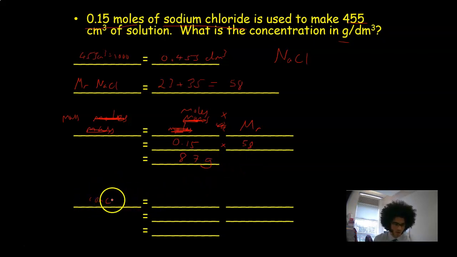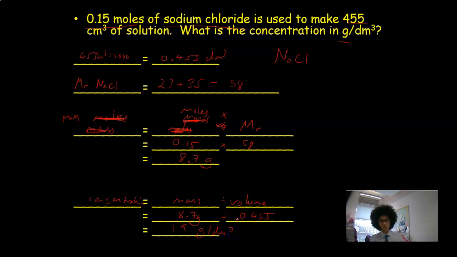Now I can work out my concentration. I'm not going to go through the whole thing like before because it's pretty much the same as the other problems. Concentration is mass divided by volume. My mass is 8.7 grams and my volume is 0.455. Therefore my final answer is 8.7 over 0.455, and that gives me, rounded to two significant figures, 19 grams per decimeter cubed.